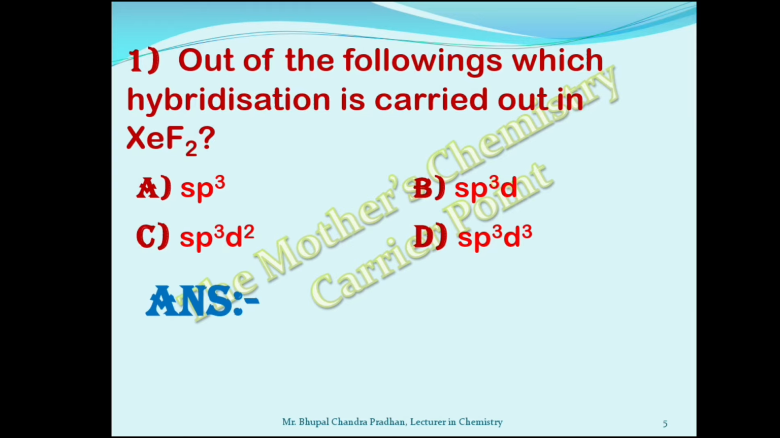If the question is asked for hybridization carried out in xenon difluoride, it is sp3d. If it is for xenon tetrafluoride, then it is sp3d2. If the question is asked to identify the hybridization in xenon hexafluoride, the answer will be sp3d3. So after calculating the total number of valence electrons, we can predict the type of hybridization carried out in the compound. Thus the correct answer is sp3d, that is option B.